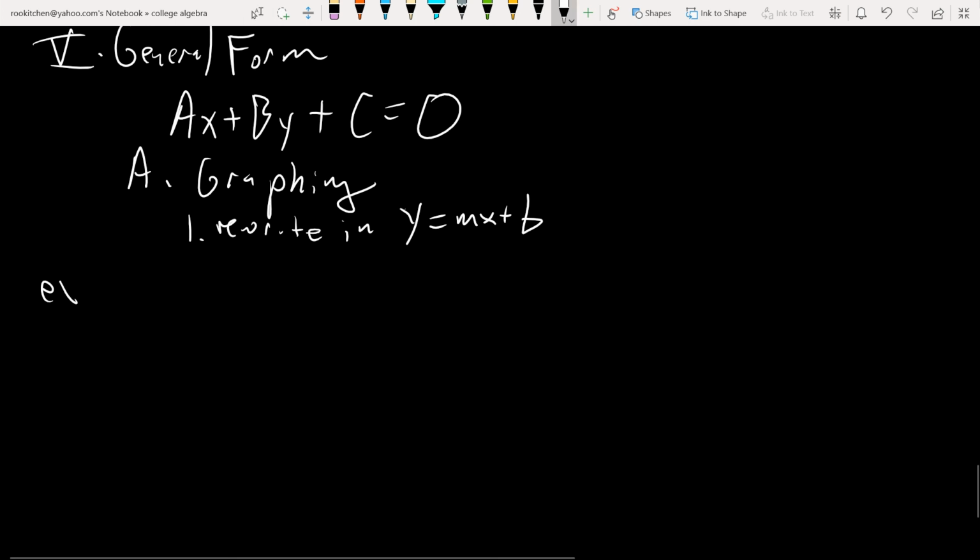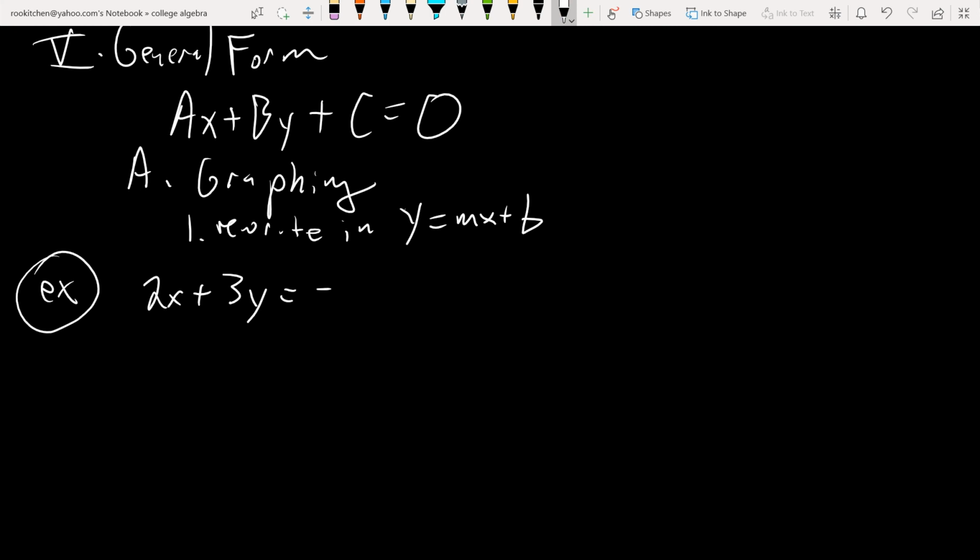So let's try doing one of those. So for example, 2x plus 3y is negative 18. Right? Oh, whoops. 3x plus 2. Oh, geez, sorry. 2x plus 3y minus 18 is 0. Okay, so let's try that. So I want to isolate this y variable. So I move the 2x, move the 18.